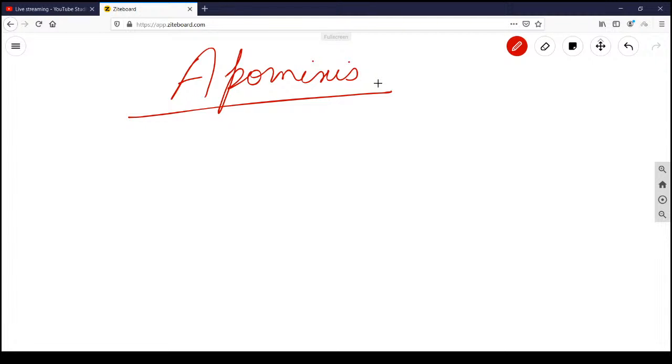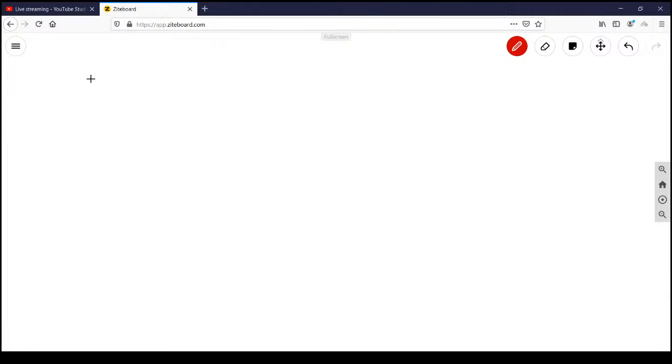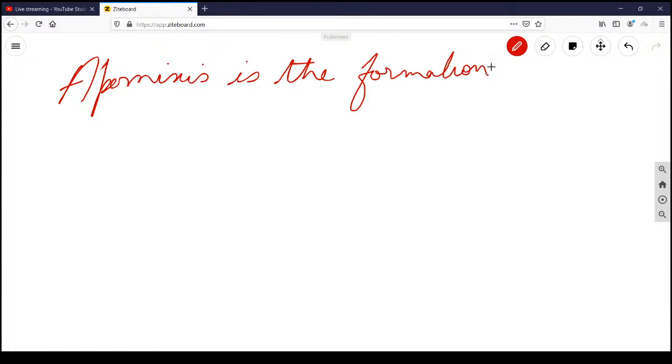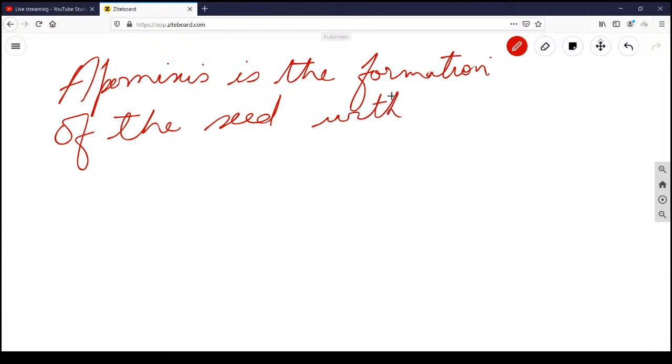What is the difference between apomixis and parthenogenesis? So apomixis is the formation of the seed without meiosis and syngamy. That is the in-depth explanation: the formation of the seed without meiosis and syngamy.